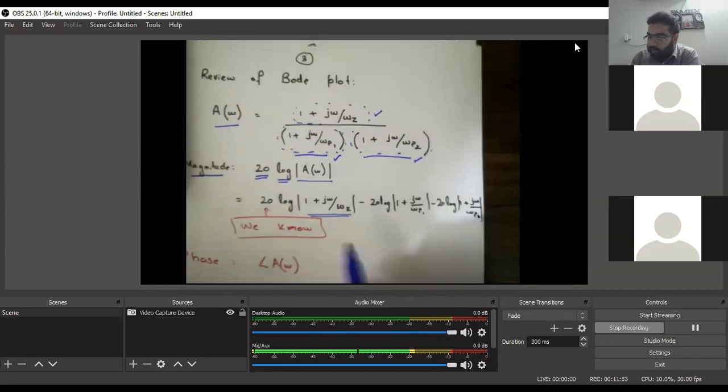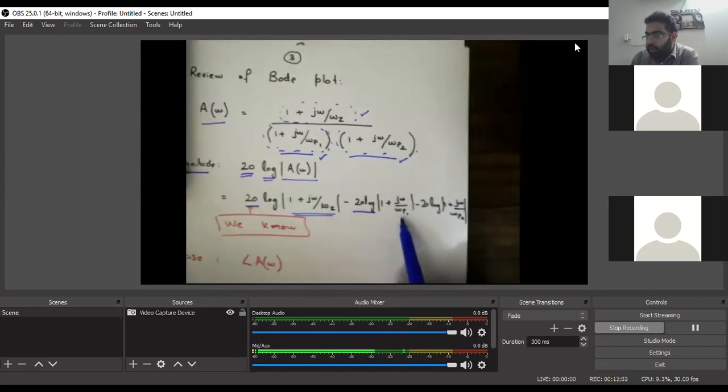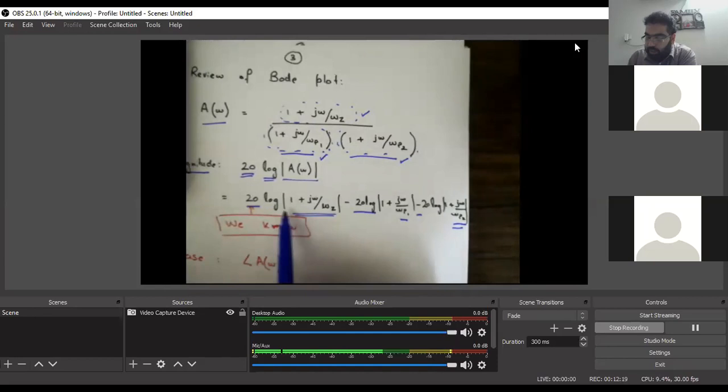So in the dB scale, what we can write is 20 log of 1 plus j omega by omega z minus 20 log of 1 plus j omega by omega p1 minus 20 log of 1 plus j omega by omega p2. So this is omega p2. That somehow we know, but still we need to just write how we normally write this terminology. In a couple of minutes, we will also open up how we expand this magnitude 20 log 1 plus j omega by omega z, and how we do simplification for the paper.